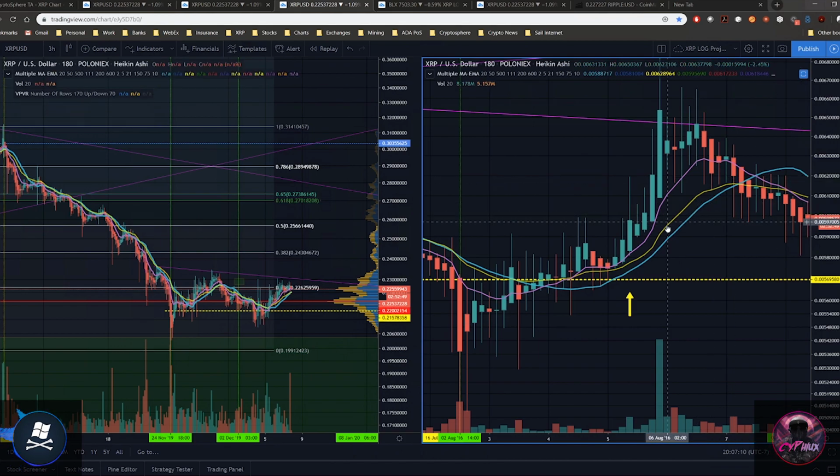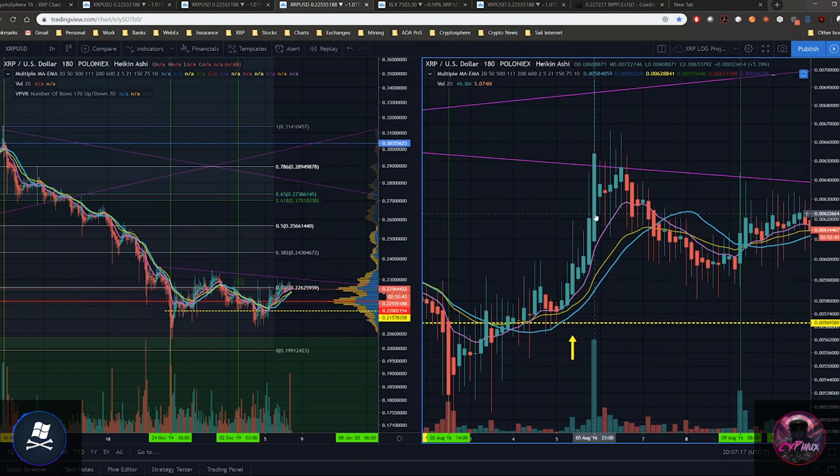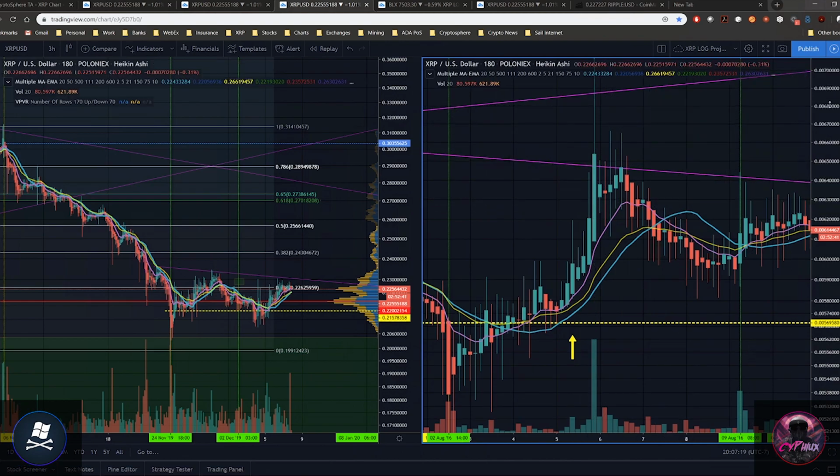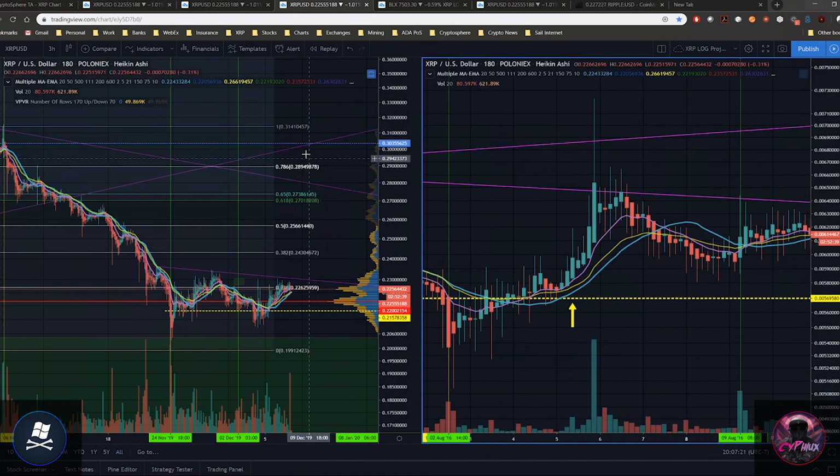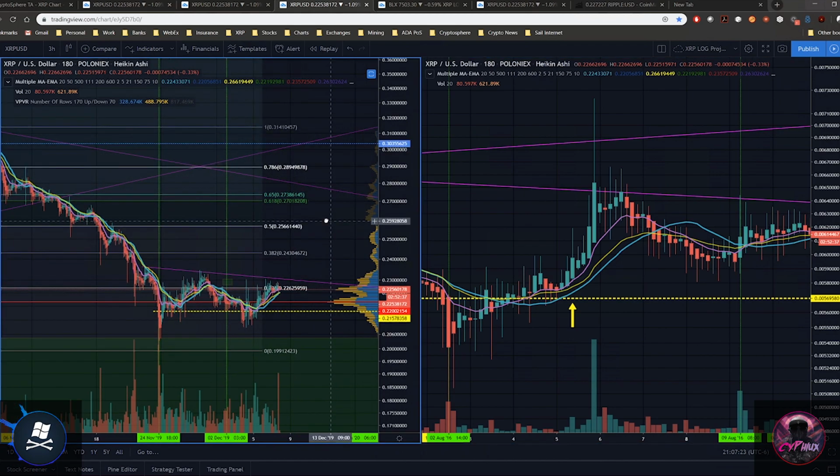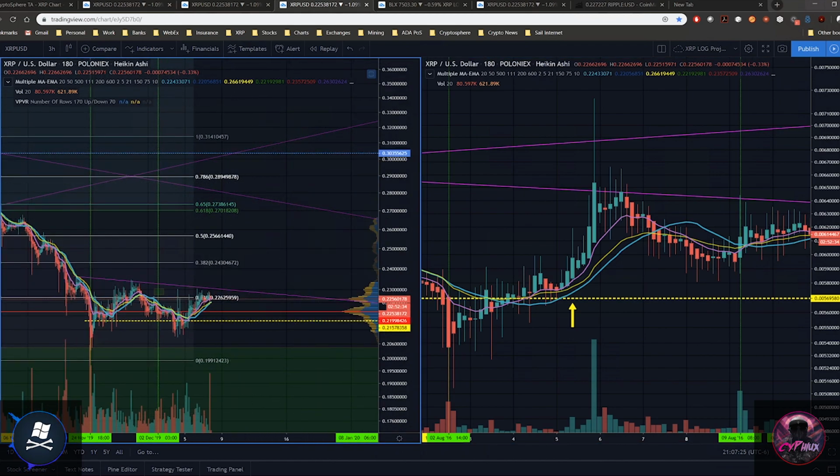So let's say this is right. Okay, we're going to be super speculative here. We pump up maybe 26 to 29 cents, could be even 30, right? That would be suggesting up in this area.